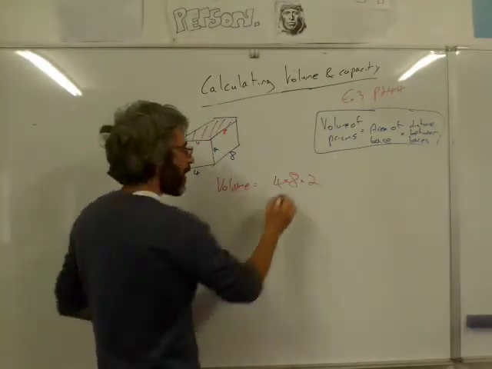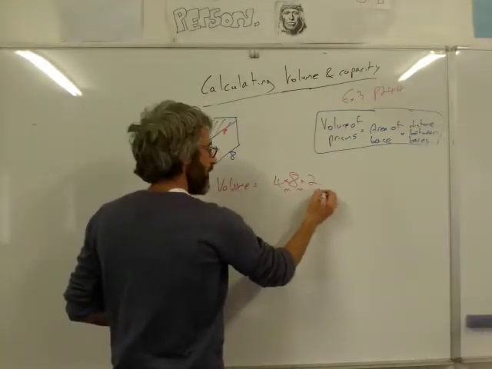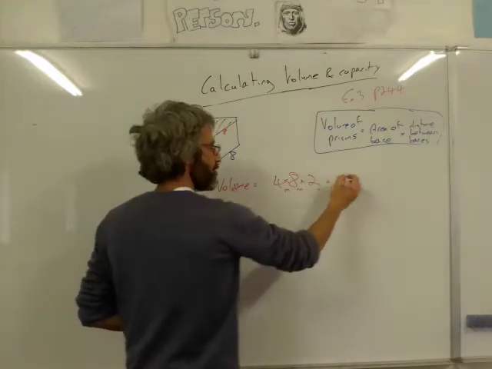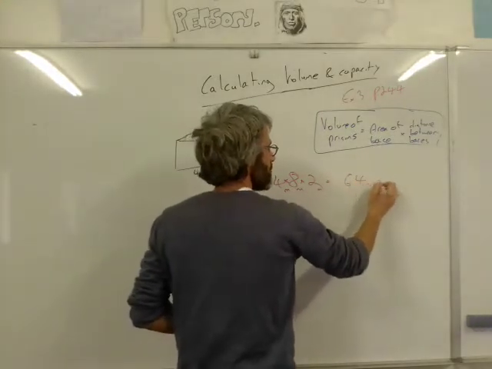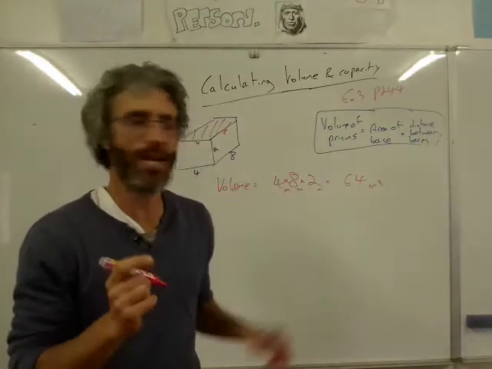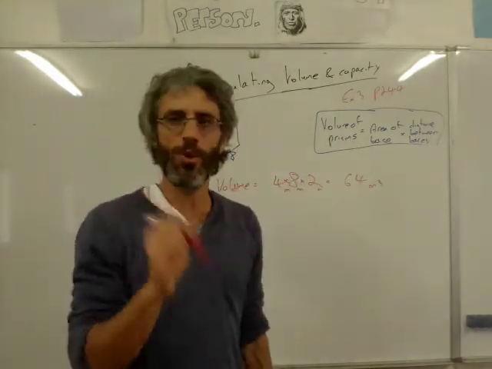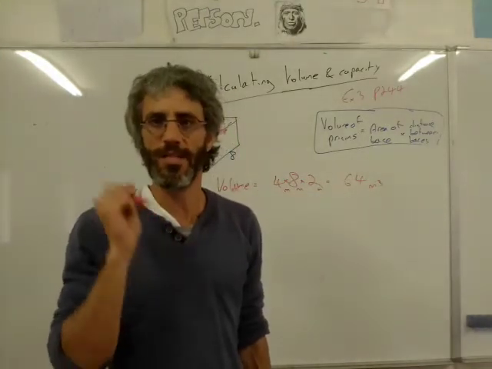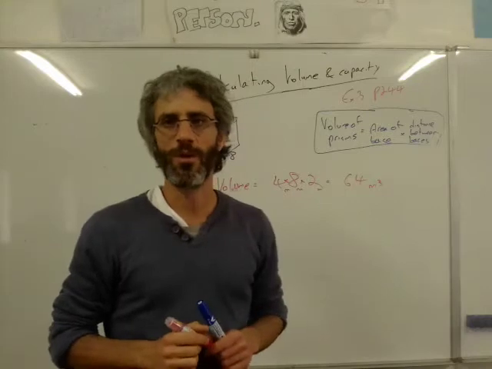Now if I work with meters, then the answer I'm going to get, which is 64, is going to be meter cube. It's meter cube because just like I'm timing the numbers, I'm also timing the units. Meter times meter times meter is meter cube.